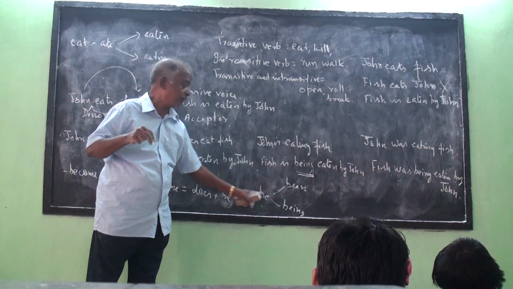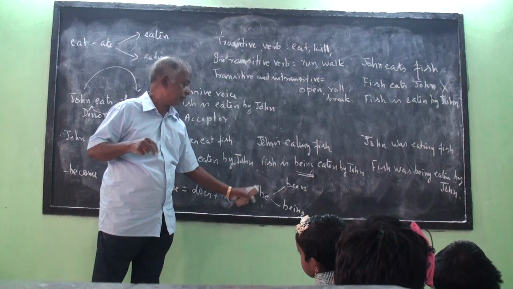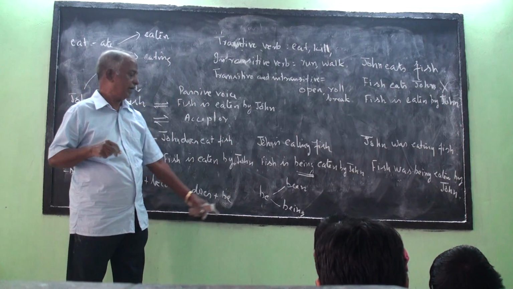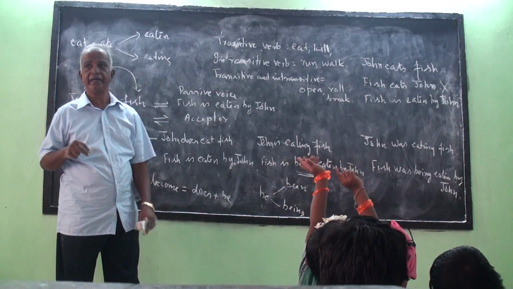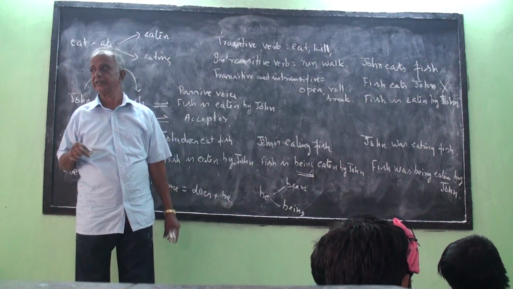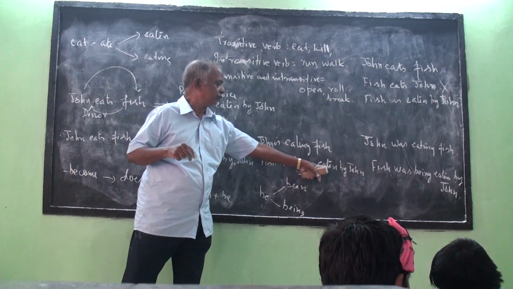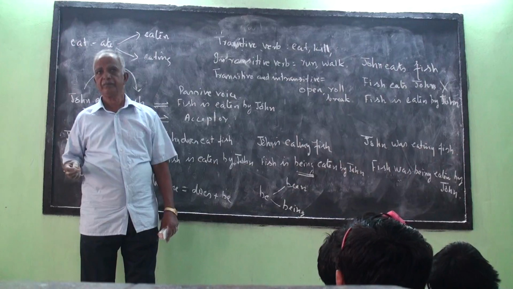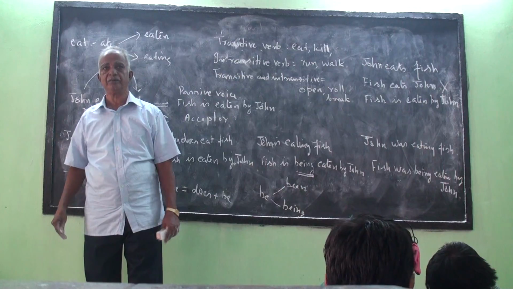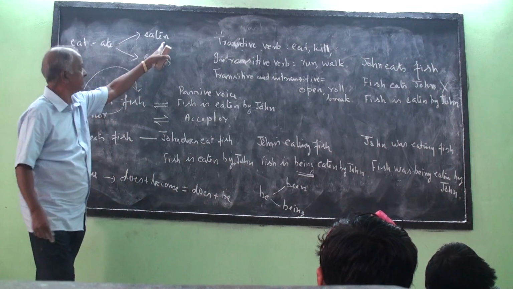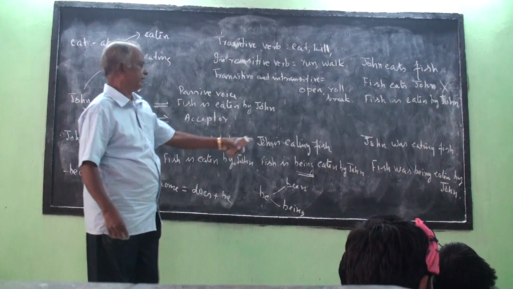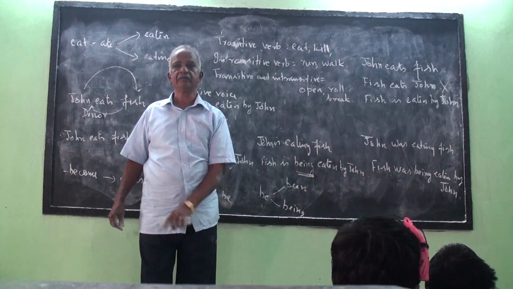These are non-finite forms. These cannot function as predicates. And this being is added just to convert the eating continuous form into a continuous form in the passive voice. In the active voice, if there is a continuous form, in the passive voice also there must be a continuous form. But in the passive voice, there is no ing form here. So in order to get this, we are adding eating, being eaten.